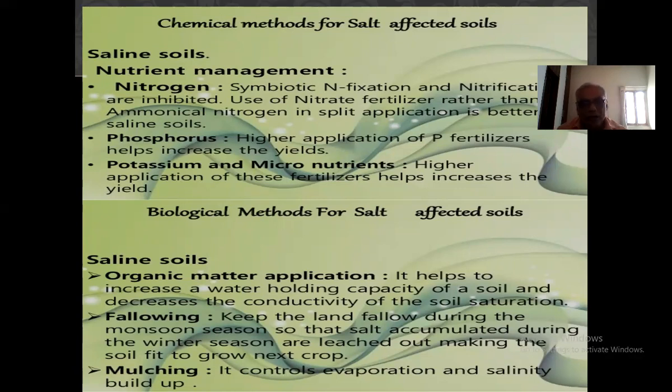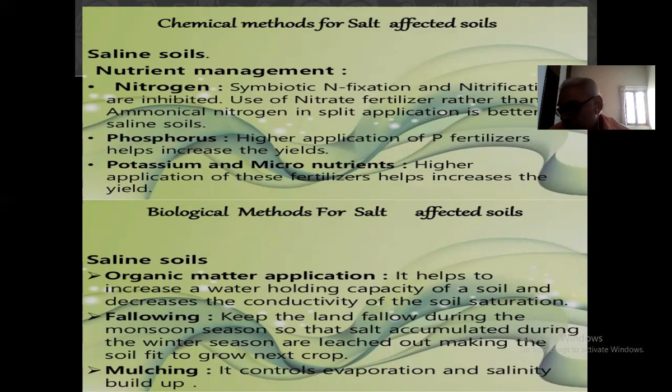Then the third one, the biological method for salt affected soil. Organic matter application helps increase the water holding capacity of the soil and decreases the conductivity of the soil saturation. Then fallowing: keep the land fallow during the monsoon season so that salt accumulated during the winter season is leached out, making the soil fit to grow the next crop.